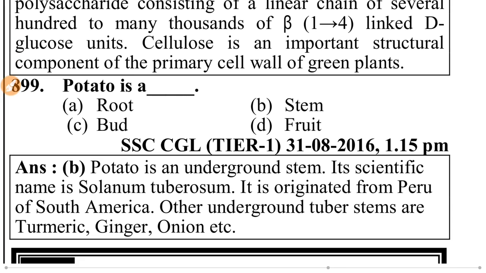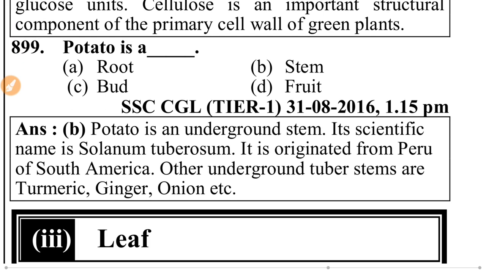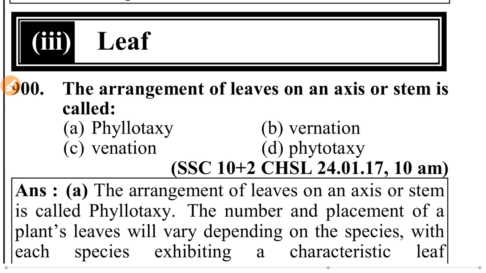Potato is a stem. Potato is an underground stem. Its scientific name is Solanum tuberosum. It originated from Peru of South America. Other underground tuber stems are turmeric, ginger, onion, etc.